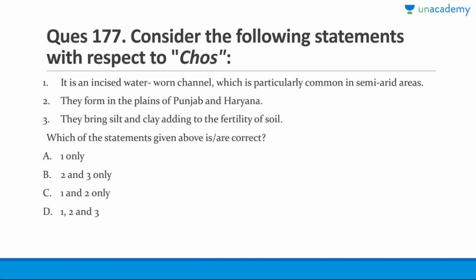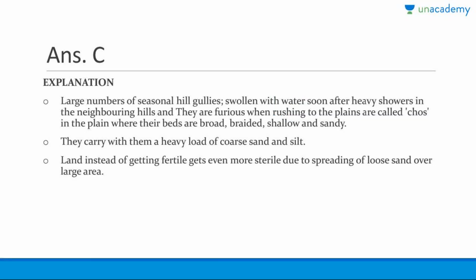Question 177. Consider the following statements with respect to chos. It is an incised water-worn channel which is particularly common in semi-arid areas. They form in the plains of Punjab and Haryana. They bring silt and clay, adding to the fertility of the soil. The answer is C, 1 and 2. So the answer is C.